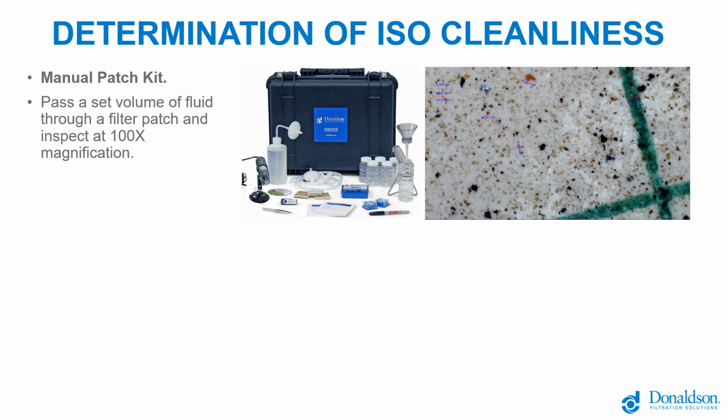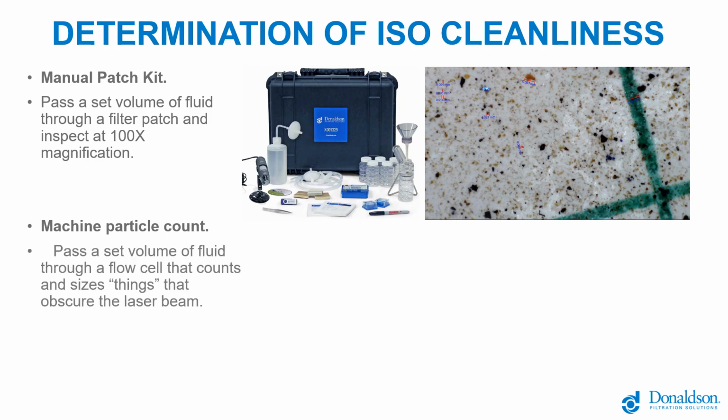That's the old-fashioned way, but it is by far the most direct way to look at what the debris in a sample is. The next method is called the machine particle count, and this is what is done at every oil analysis lab in the industry. They will run a machine particle count. It does a similar thing.